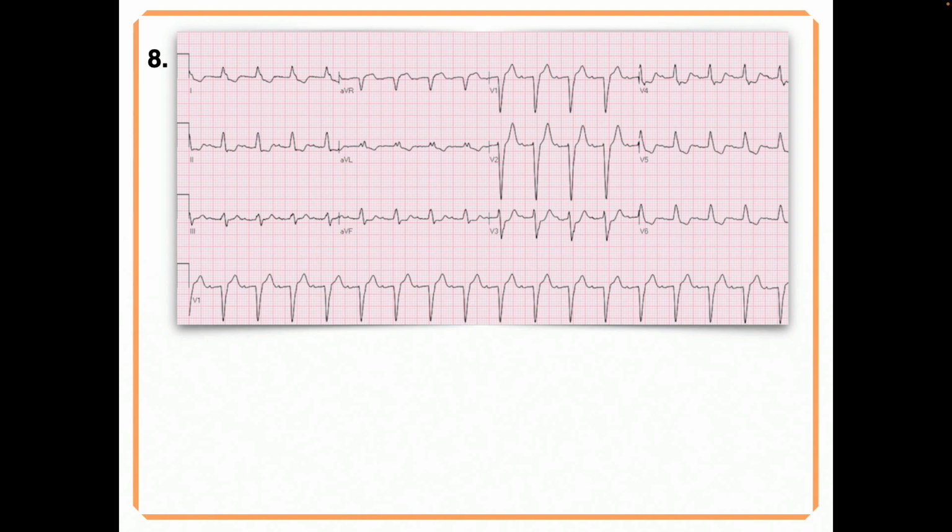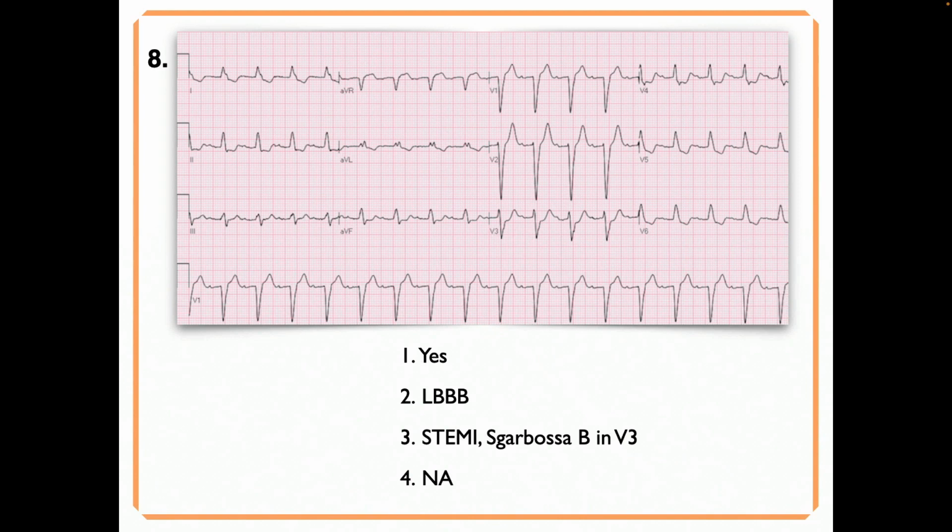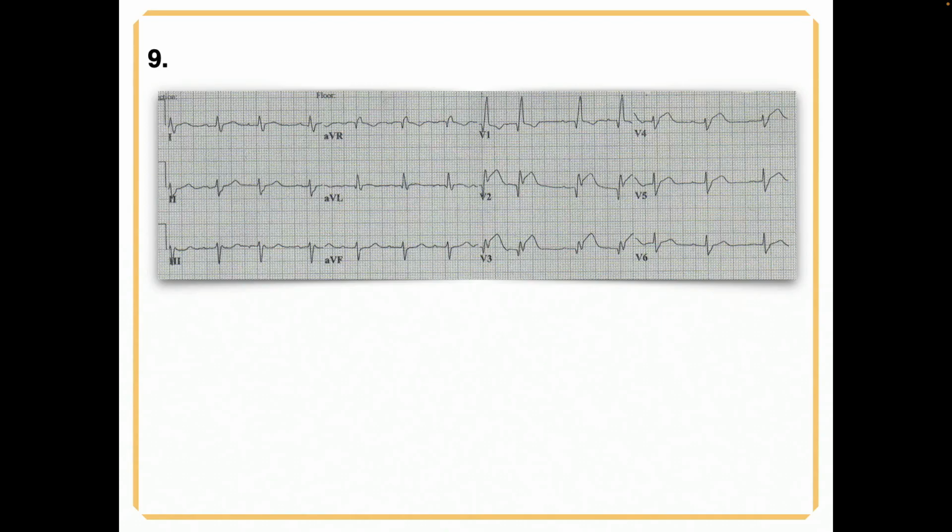It looks like, oh, hold on, we got some downy in V3. Okay. And that is the only Sgarbossa criteria I can see with it. Perfect. So that would be Sgarbossa B. Perfect. Okay. Number 9, Cody, please.